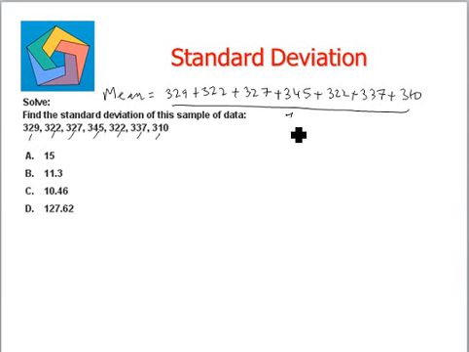Divided by 7. Then this is equal to 2292 divided by 7, and the mean comes out to be 2292 divided by 7. Let's work it out on the calculator and see what we get. 2292 divided by 7 gives us 327.43.